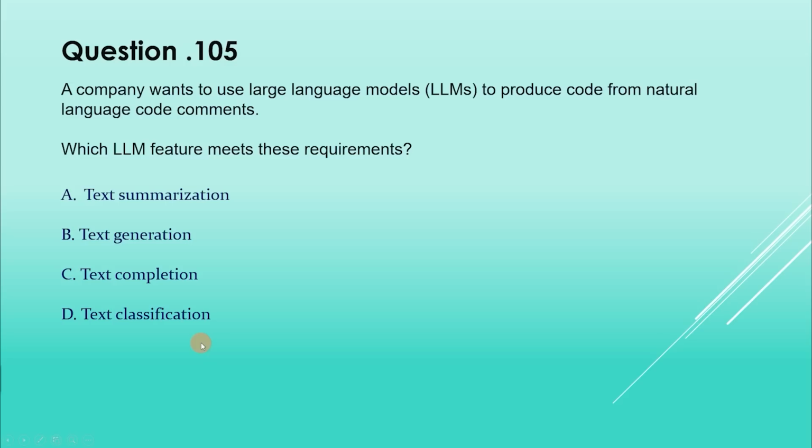And the correct answer here will be option B, text generation, because this aligns with the text generation feature where the model produces human-like text, including writing code from natural language description. So writing code from natural language code is the requirement of the question. So option B is correct here.